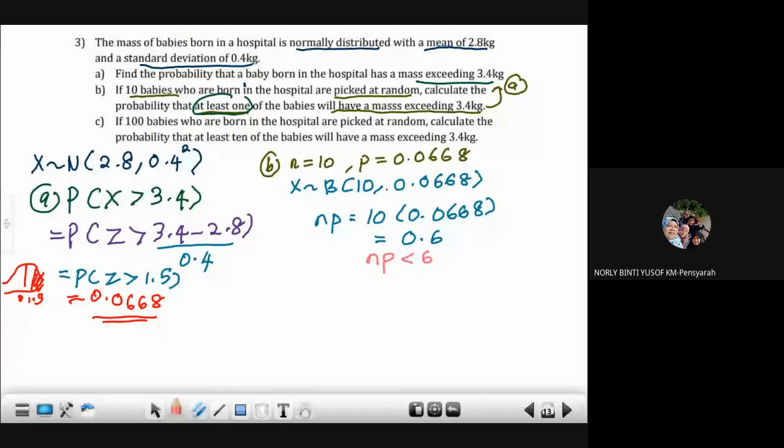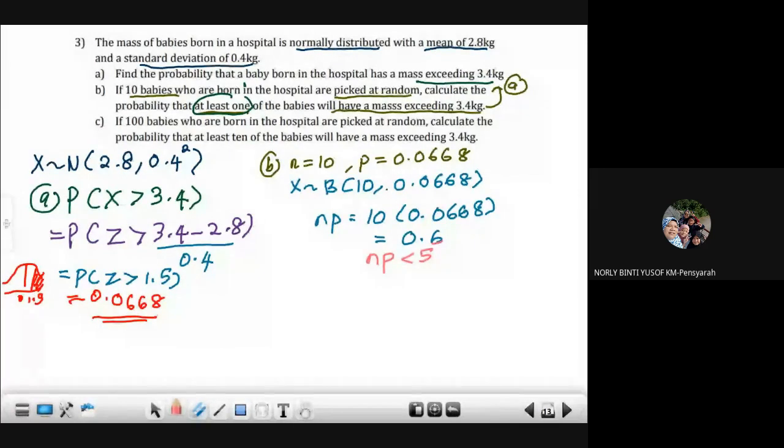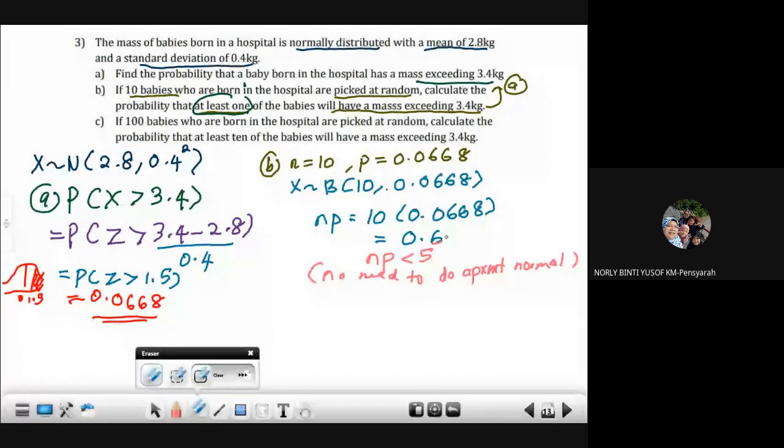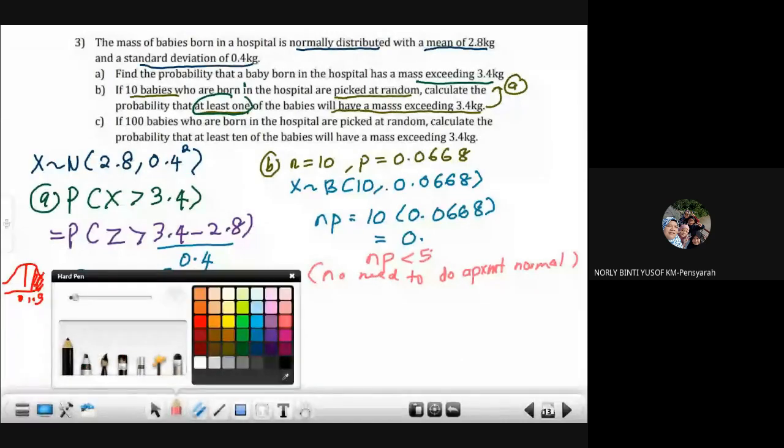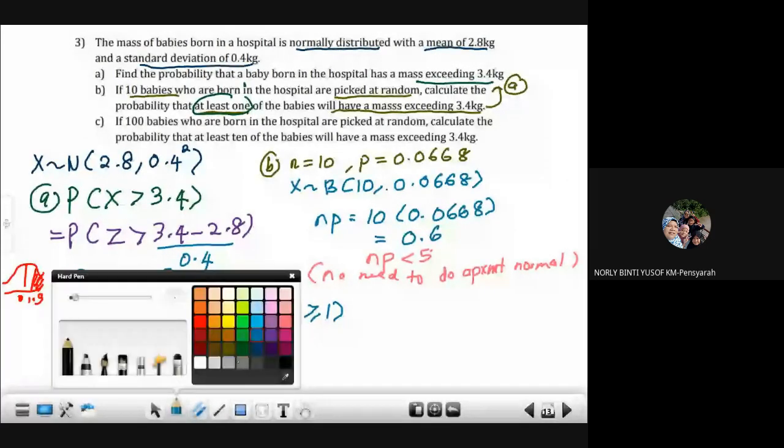So 0.6 lesser than 5. So perlu tak buat continuity, perlu tak buat normal approximation? Tak perlu sebab syarat dia N pun kecil, NP pun lesser. So no need to do approximate normal, sebab syarat dia tak mematuhi lah. Then barulah you kira untuk at least 1 tadi. Samalah dalam binomial untuk at least 1, you tak boleh terus baca table sebab P dia 4 tempat perpuluhan. So you kena pakai formula binomial.